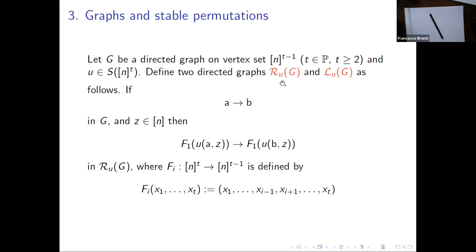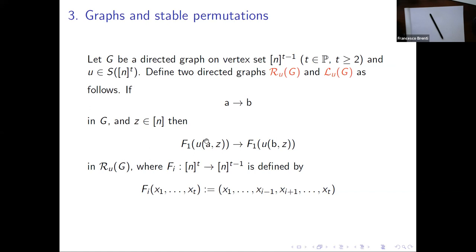Let me show you how this works. Suppose you have a directed edge from A to B in your graph. Now you take an integer Z from one to n. Remember, the graph is a graph on vertices of the hypercube, so these really are t minus one tuples of numbers. You take a Z, stick it to the right. Now you have t numbers, a point of the hypercube of dimension one higher.